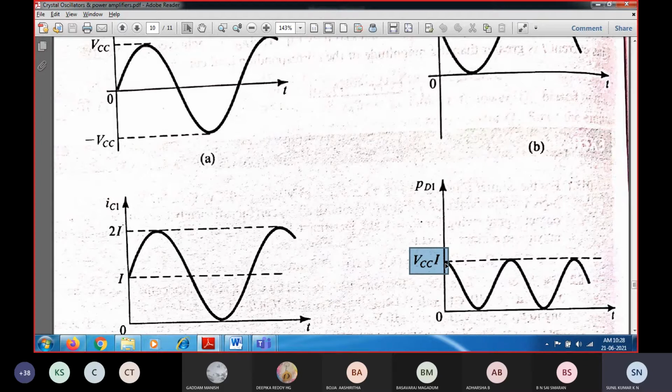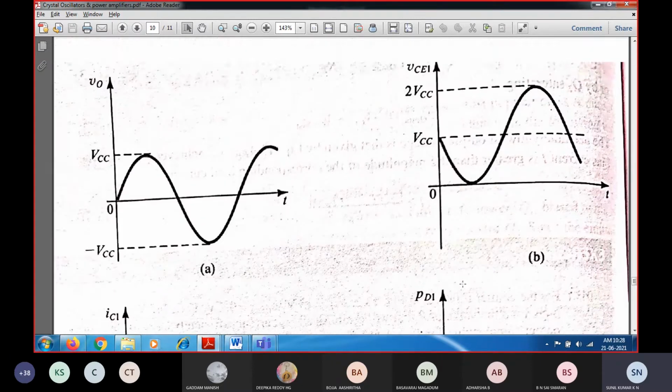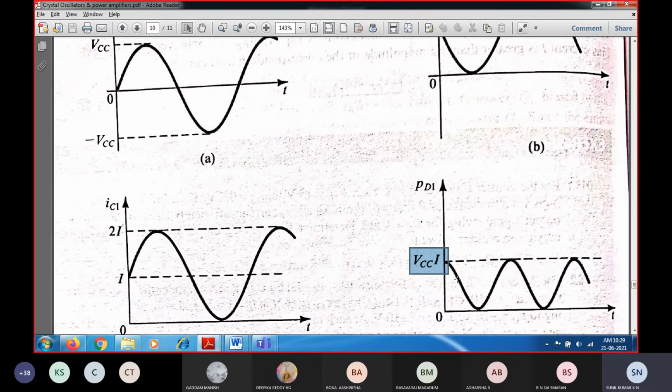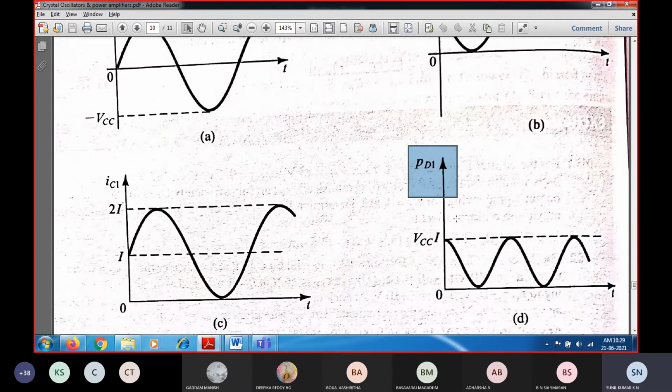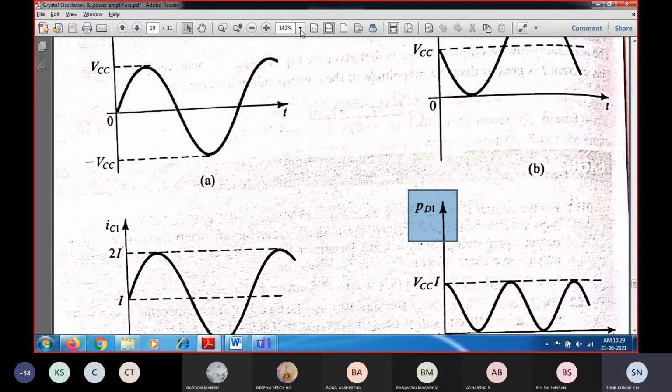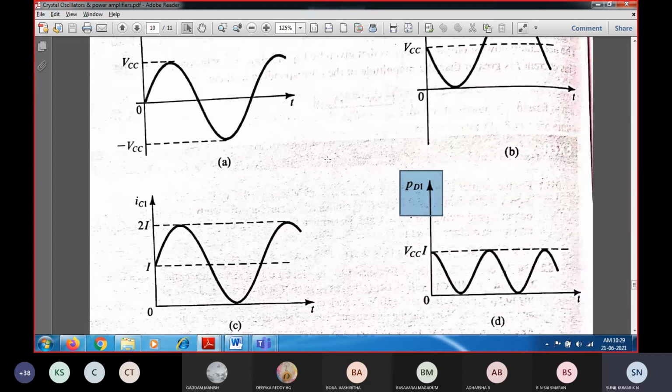But as you increase the input voltage, since the current will start flowing, your output voltage, or your collector to emitter voltage, will start reducing. Which means the power dissipation is also going to reduce. And when you start increasing in the negative direction, you can see there is an increase in the power dissipation in the opposite way. So in this way you are going to get the output for the power dissipation PD1. So this is about the signal waveforms for the class A emitter follower configuration. Is it clear? So we'll just move to the next one.